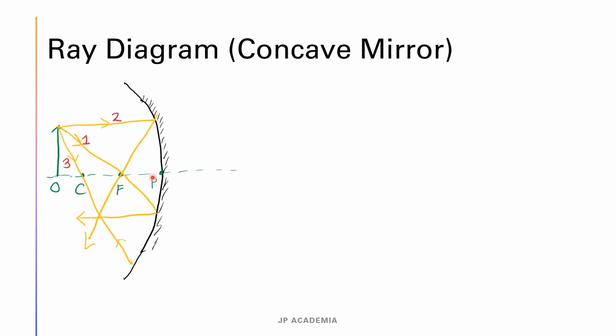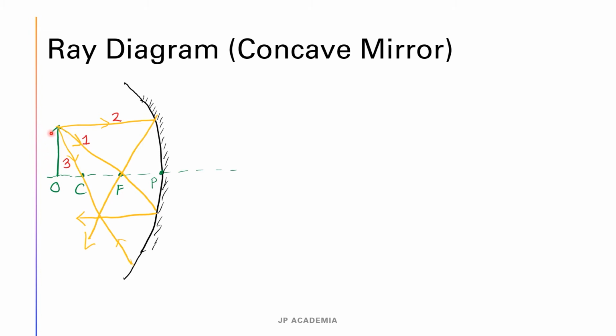Initial step is to place the object on the principal axis in front of the mirror. Mark the important parts, including the center of curvature C, principal focus F, and the point P. These labels, again, will guide you in your ray tracing. First step is to draw a line from the top of the object going to the focus. And this will generate this reflected ray parallel to the principal axis.